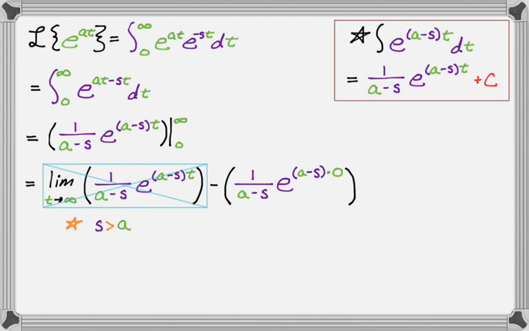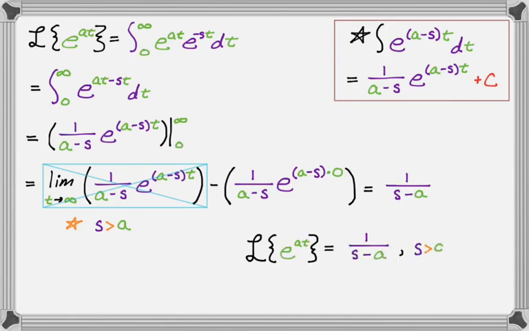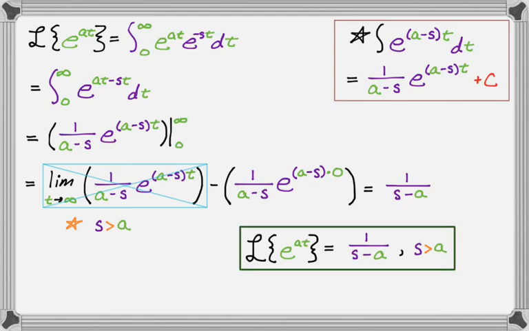The second part, since it's e to the quantity a minus s times 0, that's just e to the 0, which is 1. So I'm getting negative 1 over a minus s. What I'm going to do is distribute the negative into the denominator and get 1 over s minus a. And we're pretty much done with this, so let's summarize it as the transform of e to the at is 1 over s minus a, provided that s is greater than a.